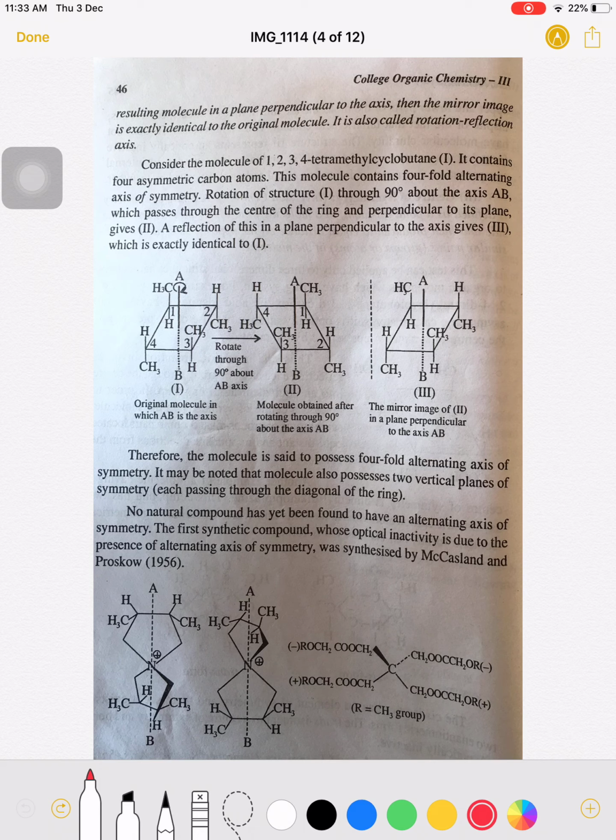So what we did here: initially the molecule is rotated by 90 degrees, and the molecule we have is reflected on the plane perpendicular to the axis. Then the molecule which we get is nothing but the first molecule. When such a thing happens in a molecule, such molecules possess an alternating axis of symmetry. Therefore the molecule is said to possess a fourfold alternating axis of symmetry. Because of that, the molecule is optically inactive.